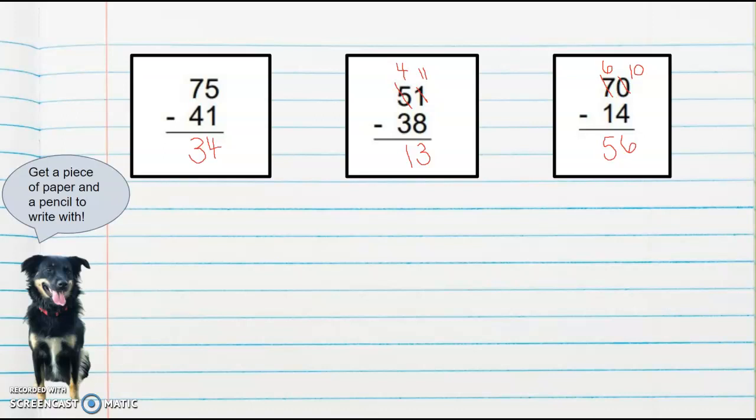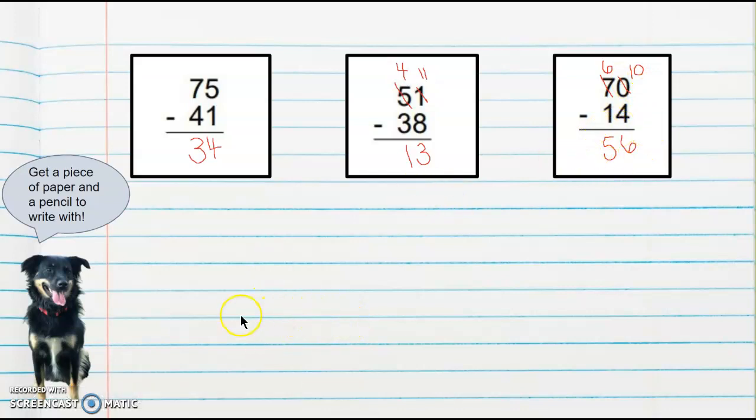So there, we could not do 0 minus 4. We had to change it, and we had to borrow from the 7. Remember, when you borrow, you take away 1, so I have 6. The 1 that I took away over here helps my 0 turn into a 10. And then I'm able to subtract.